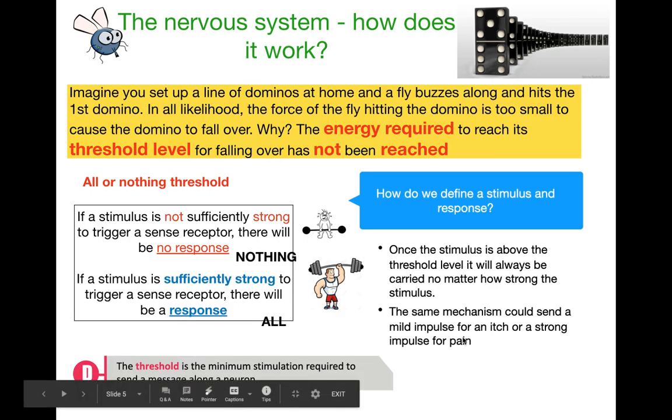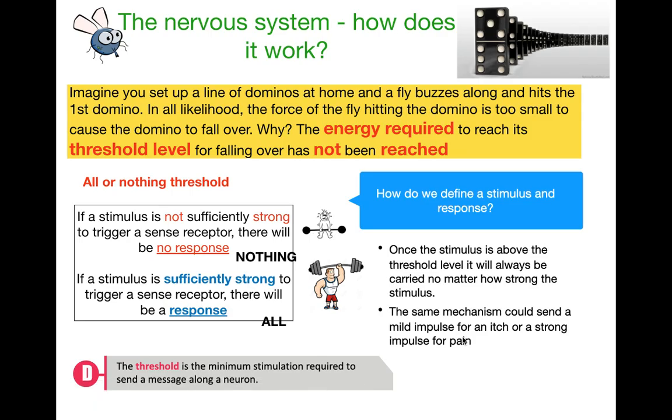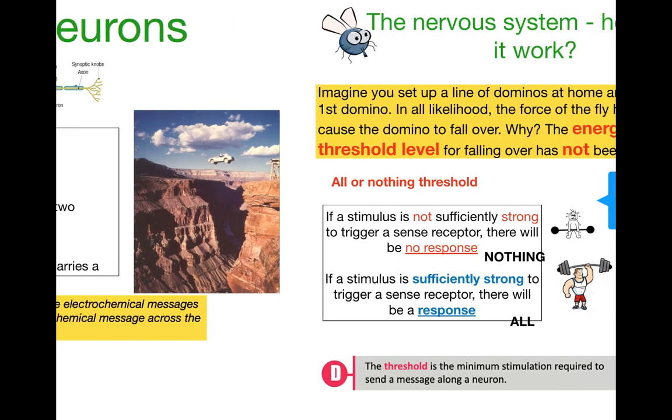Here's a definition you need to know. This definition will come up in the nervous system. So a threshold is the minimum stimulation required to send a message along a neuron. You just need to learn that off. Okay, so the minimum stimulation required to send a message along a neuron.